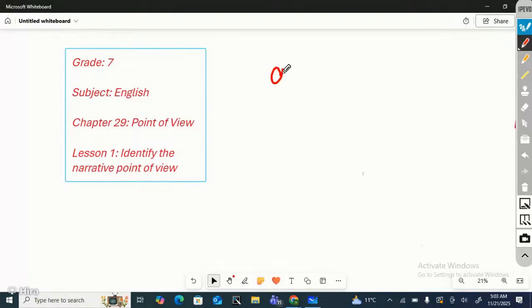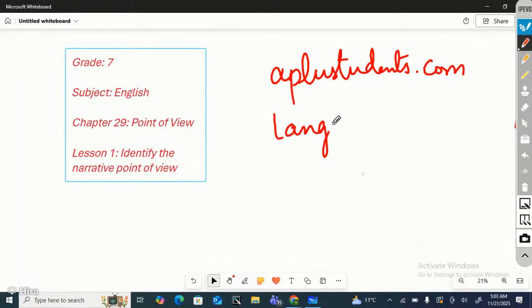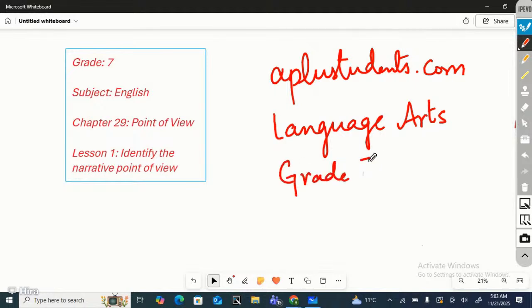Let's log into aplusstudents.com, then move to the Language Arts section and open Grade 7. We are going to discuss chapter number 29, Point of View.